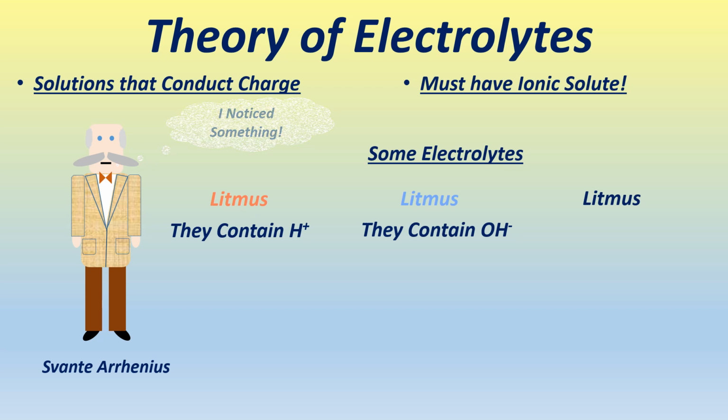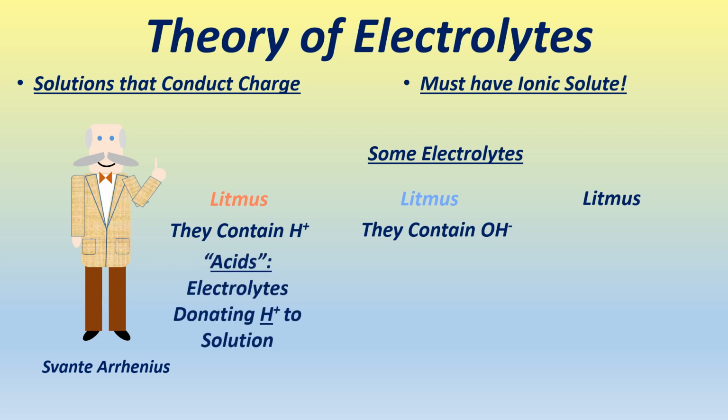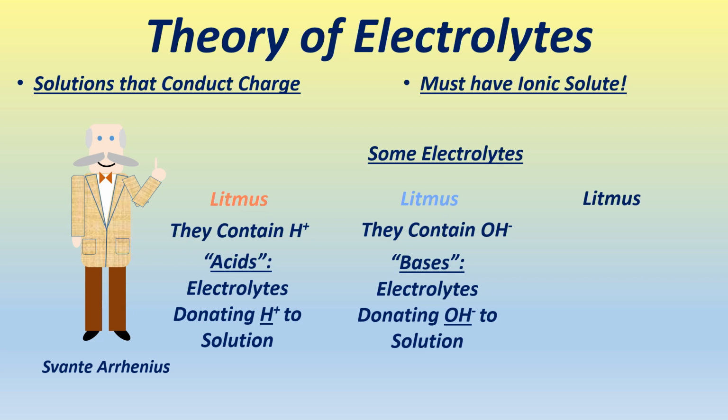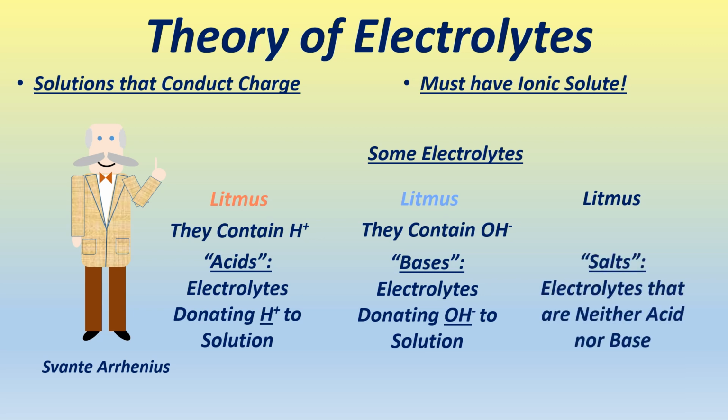Arrhenius concluded that anything that turned the litmus red was an acid, an electrolyte that donates H+ to solution. Things that turned litmus blue were bases, or electrolytes that donated hydroxides, OH-, to solution. And things that did absolutely nothing to the litmus were simply salts. They were neither acids nor bases.